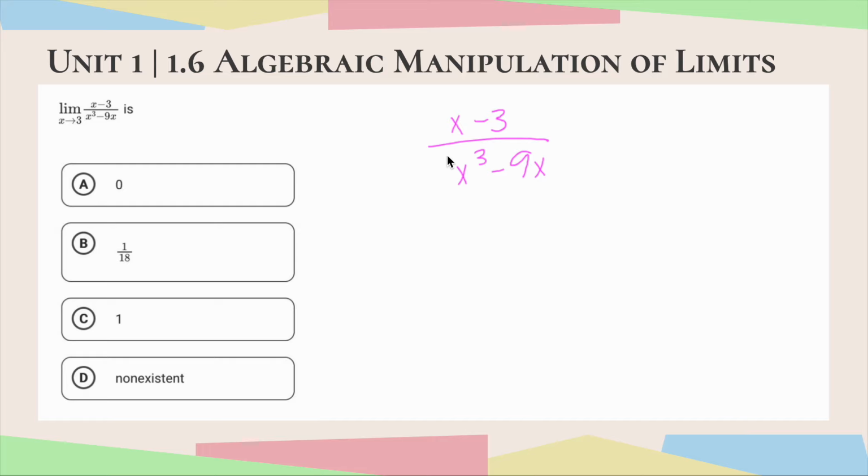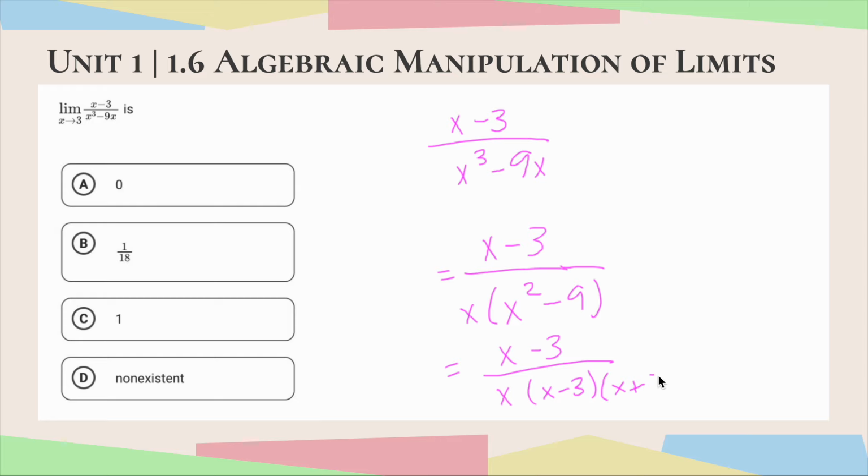So in my denominator, I'm noticing that I have a greatest common factor of x. So after I take that out, I'm going to be left with x squared minus 9. And now again, I have this same difference of squares in my denominator. So I'm going to get x minus 3 over x times x minus 3 times x plus 3. Now canceling this out, I'm going to be left with 1 over x times x plus 3.